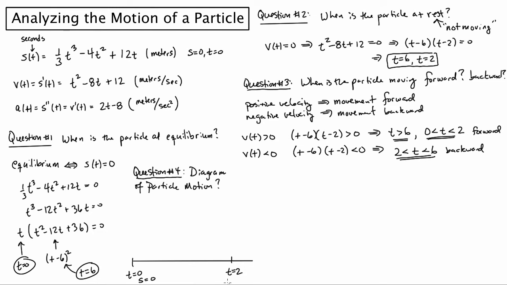Well, I need to know what my position is after 2 seconds. So that's s of 2, and so I'll just do that right here. S of 2 is 1/3 times 2 cubed minus 4 times 2 squared plus 12 times 2. And if you multiply that through, you'll get 32/3. So my position after 2 seconds is 32/3. I'm 32/3 meters away from my starting position.